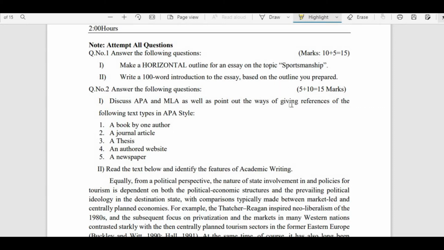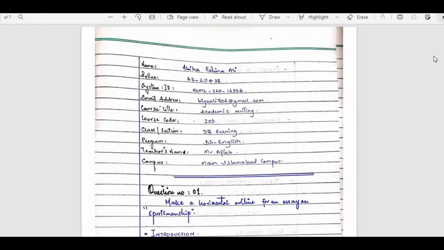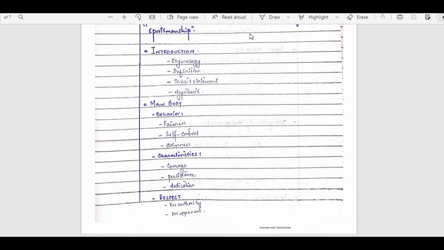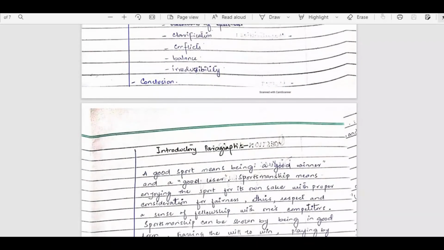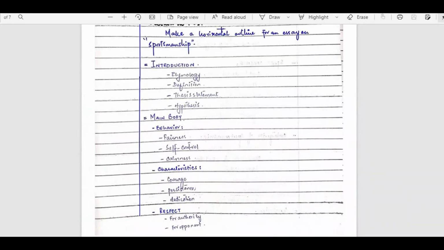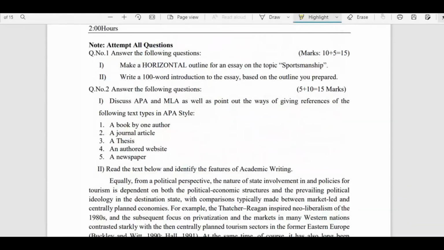Question number 2. Okay, let me show you how a horizontal outline looks like. It looks like that. It consists of headings and subheadings. No details are included in a horizontal outline. Introduction consists of these parts, and the main body consists of this part, and the conclusion consists of references. It's academic writing, so it's full of references. All right, and now we'll see question number 2.